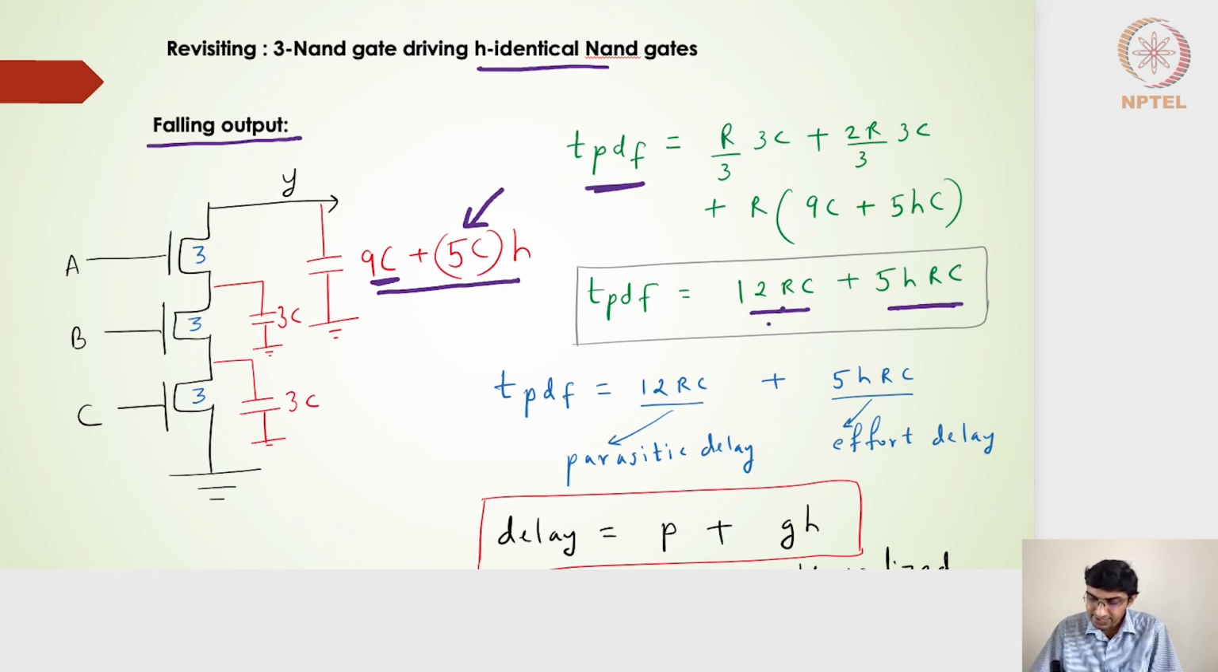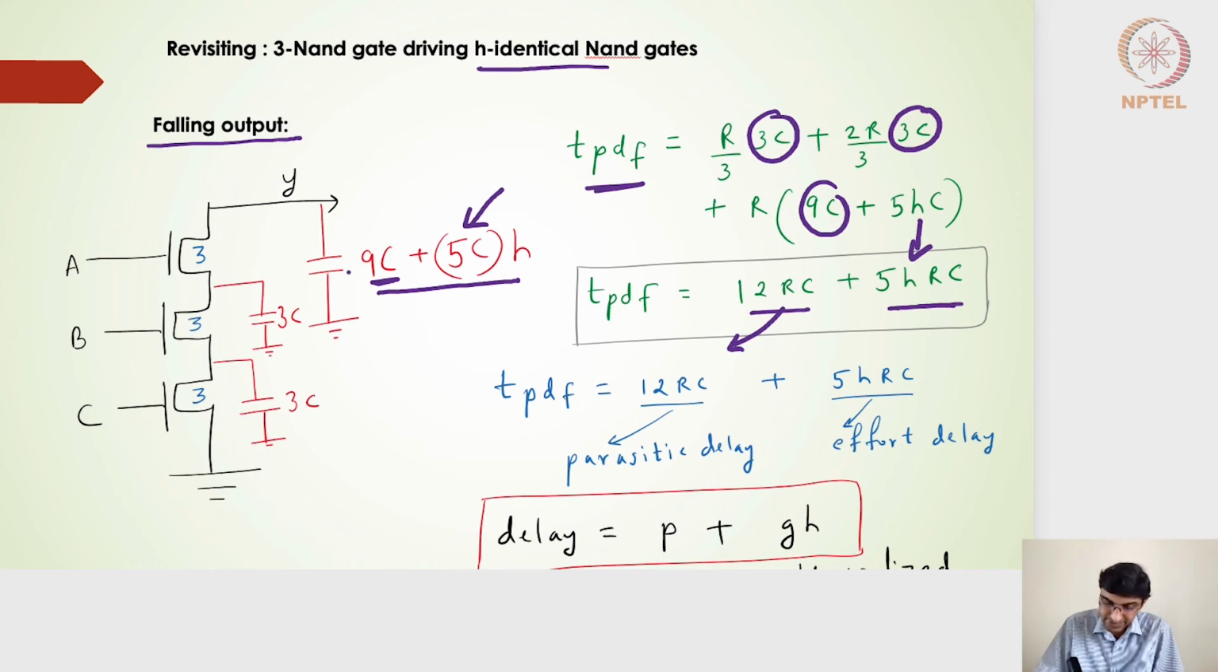If I consider this 12 RC, it is actually coming from this 9C, this 3C, and this 3C, right? And then this phi HC is going to give me phi HRC, which is coming from the next stage input. And then this 12 RC is its own parasitic. So all these capacitances, 9C, 3C, and then 3C are its own diffusion or parasitic capacitances.